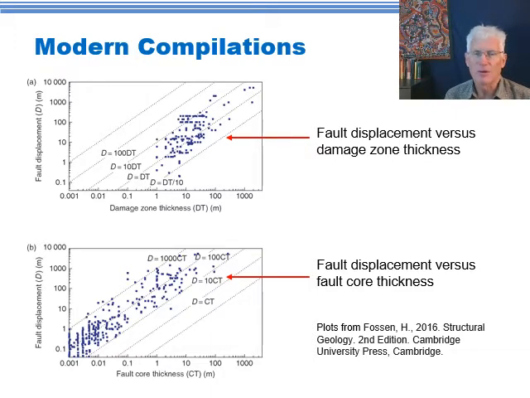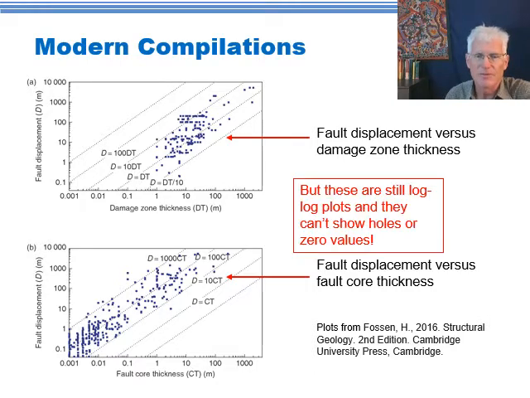And then the bottom diagram shows the fault core thickness versus displacement. So in this case, it shows about the same proportionality constant as the data that I showed earlier. Again, however, these are still log-log plots, and you can't show holes or zero values.